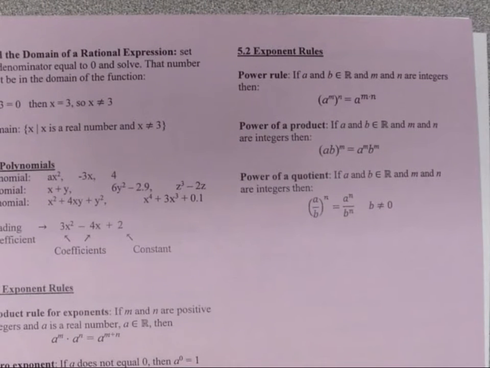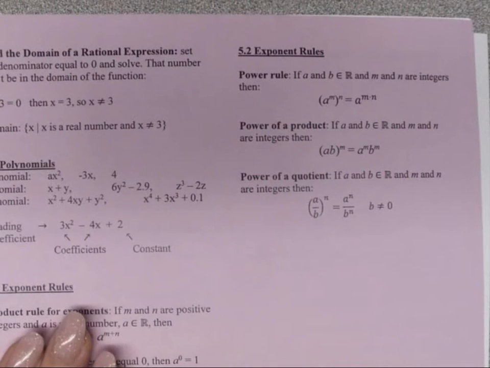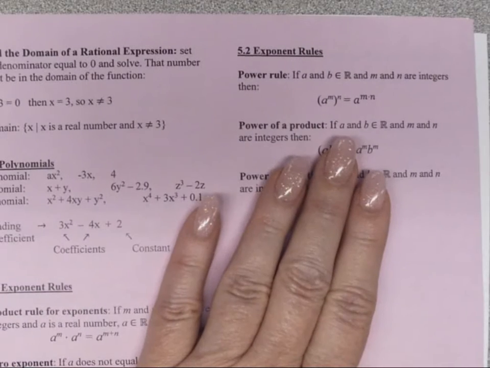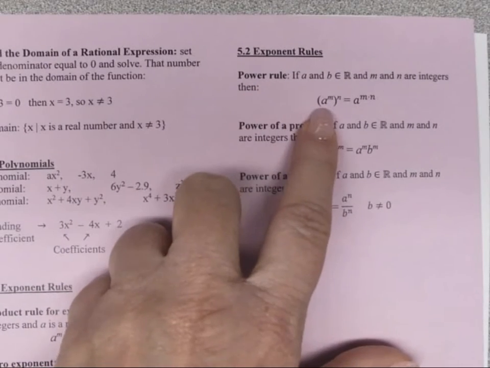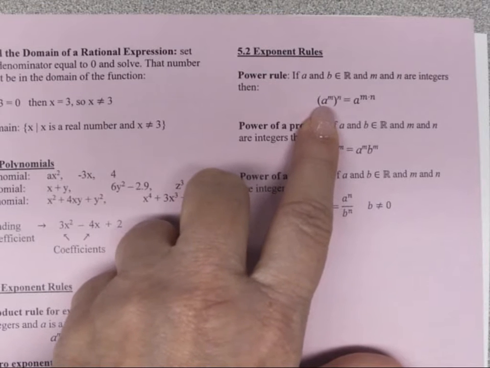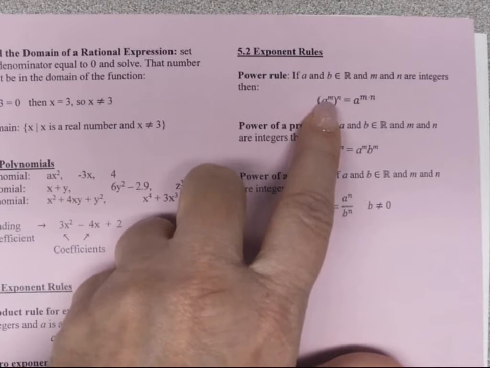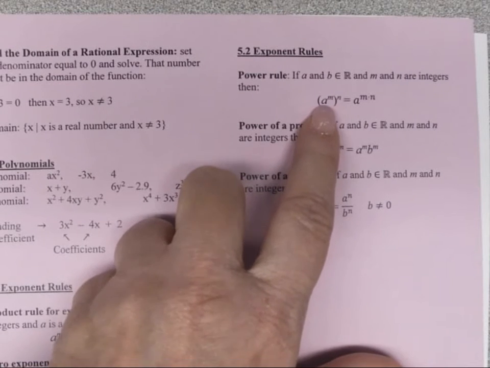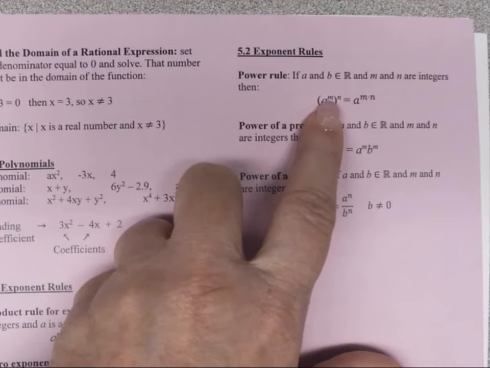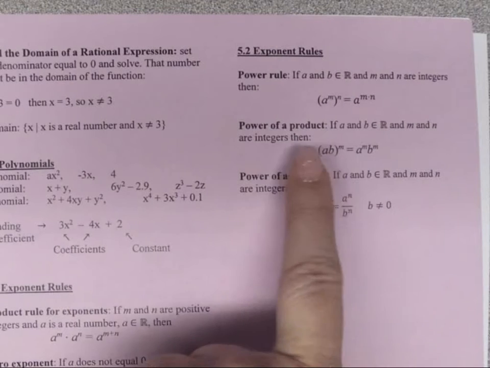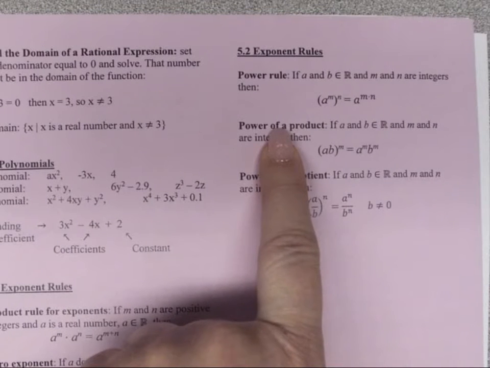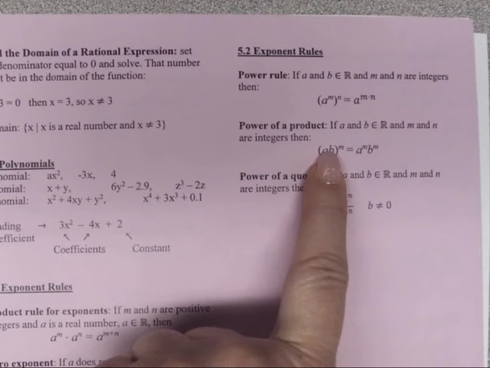So we're going to learn some more exponent rules. We learned some in the previous lesson, and now we're going to learn some more. So we're going to learn about the power rule, where if we have a number or a letter raised to a power, like we have something a to the m, and we raise it to a power, this time we're going to multiply.